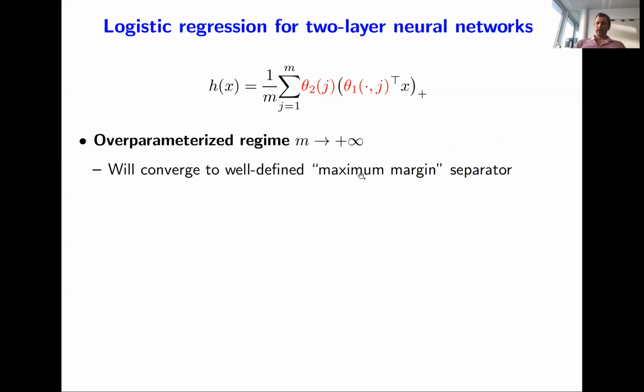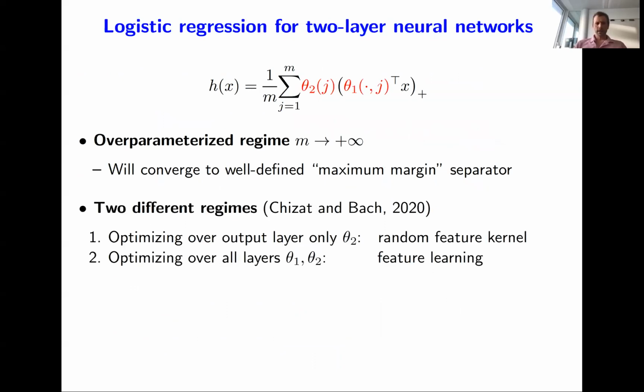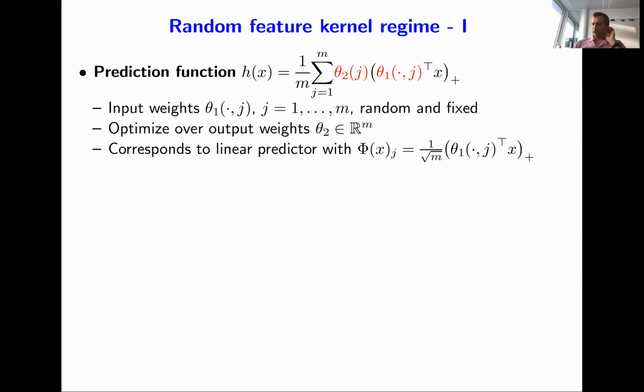For us, we have two sets of parameters, theta 2 and theta 1, and our goal is to see what's happening when m goes to infinity. We'll see two different regimes: one where we learn over the last layer only, and one where we do gradient descent with respect to both layers. So this is one partial learning, one full learning. One will converge to a kernel machine, and one will do feature learning. Let's do the kernel regime.